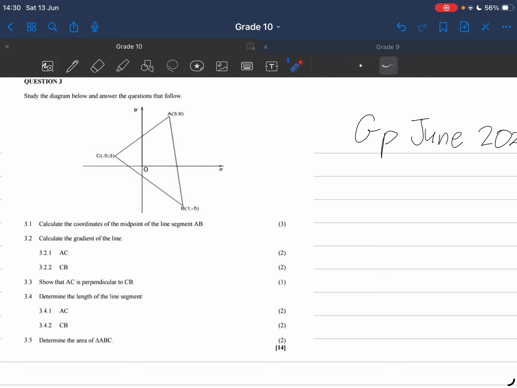Alright, so I'm looking at it. B doesn't look like it's quite in the correct place. If A's x coordinate is 3, it's somewhere here. The x value of 1 should be somewhere here, so which means B should have been somewhere here. But let's not worry about that. These diagrams are never to scale anyway, so that's not really a problem. So we're gonna begin with 3.1.